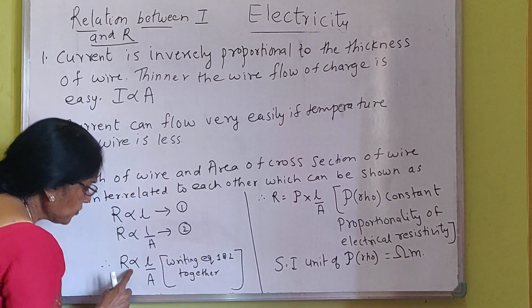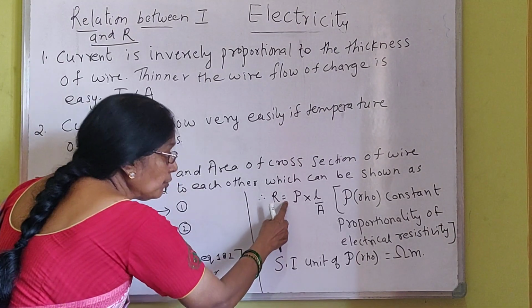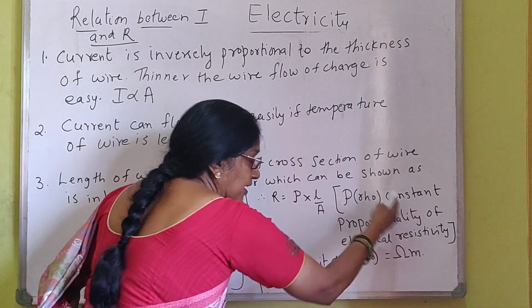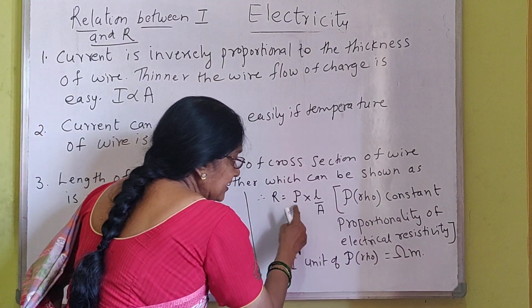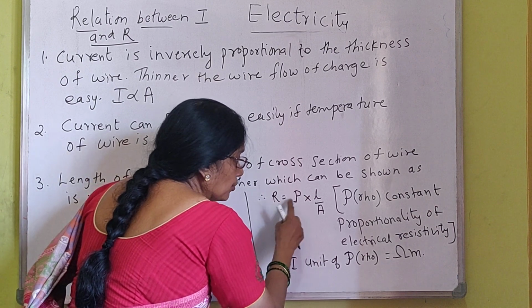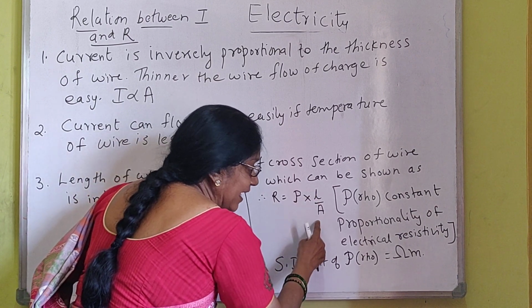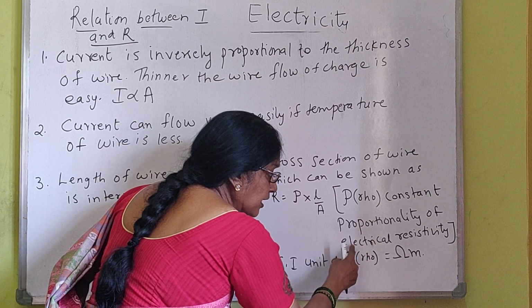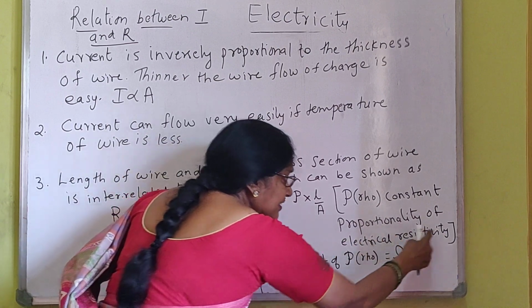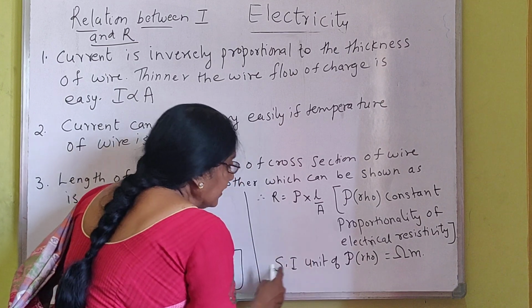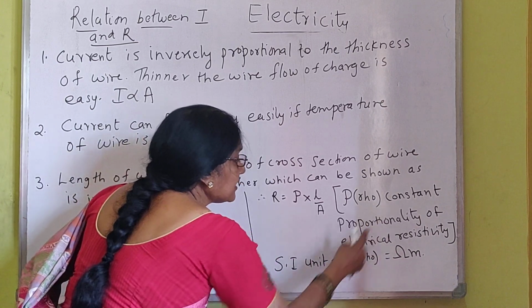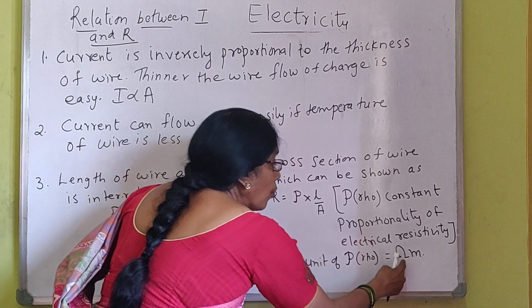When the proportionality sign is to be converted to an equal sign, you have to add one constant. So here rho is a constant of proportionality which is added. So R is equal to rho into L by A. Rho is a constant of proportionality for electric resistivity, and the SI unit for electric resistivity, that is rho, is ohm meter.